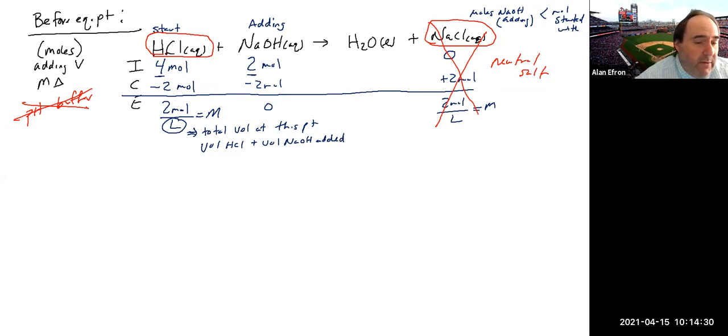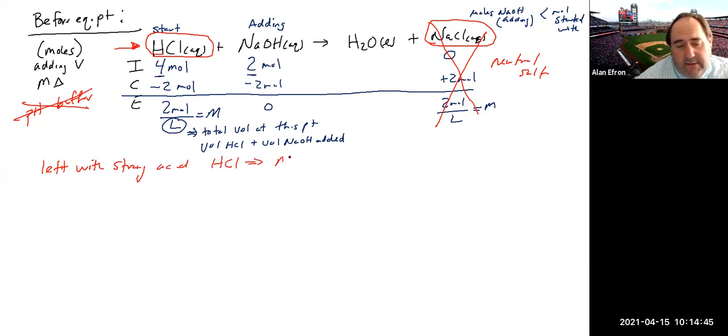Which means really what we're left with at this point is a strong acid, which is HCl. And now we can use the new molarity here to go into our pH equation and get the pH at this point.